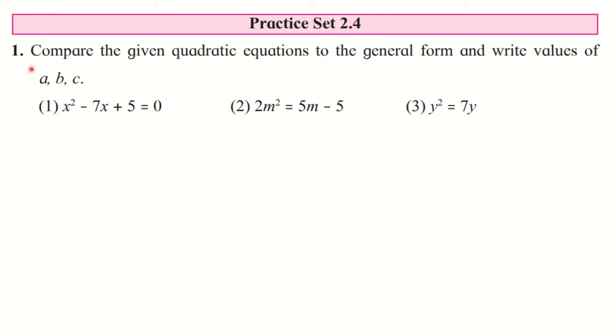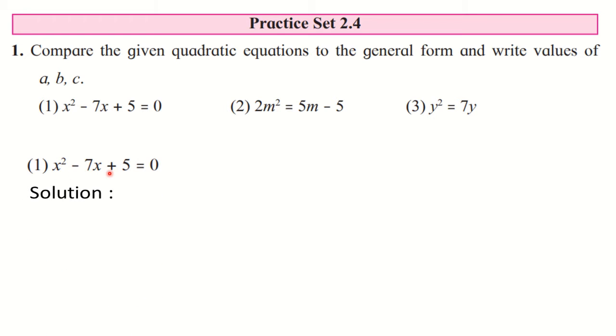The first question from practice set 2.4 is to compare the given quadratic equations to the general form and write the values of a, b and c. Here three questions are provided. I am not solving all, just a revision, so you can solve the remaining questions by yourself. Let us see the first one here.